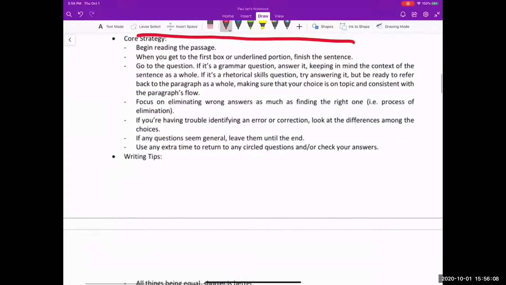Here are some tips and tricks, core strategy for grammar especially, and then the rhetorical. If you're a fast reader, you could skim the passage: the first sentence, second sentence, and the last sentence, and kind of the body. If you read the topic sentence and the conclusion, you'll get a viewpoint of what the passage is telling you.